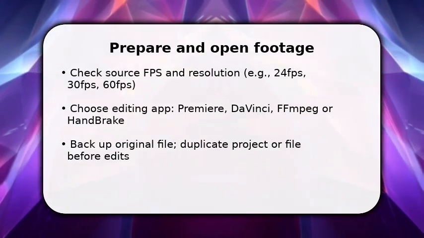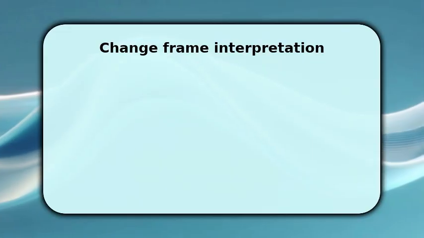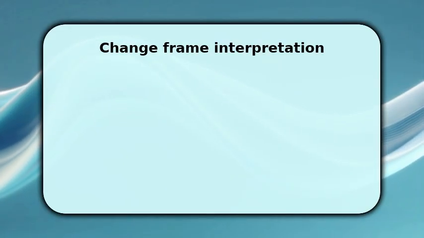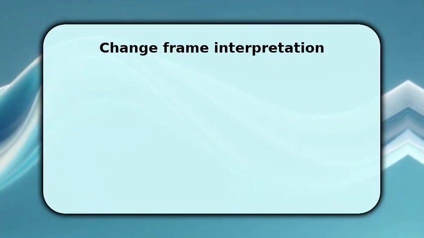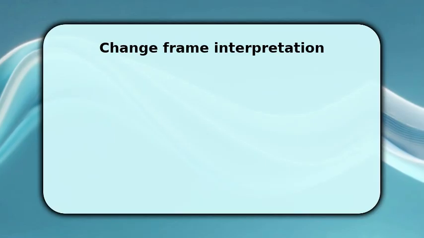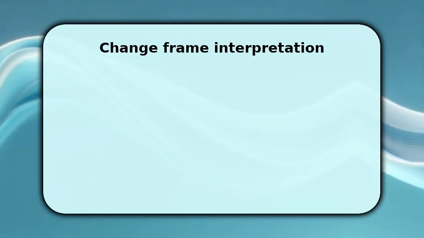Now you modify how the software treats frames. Choose frame interpolation for smooth motion when increasing FPS because it synthesizes in between frames. If you're lowering FPS, select frame dropping or blending to prevent judder. This reduces frame count evenly.